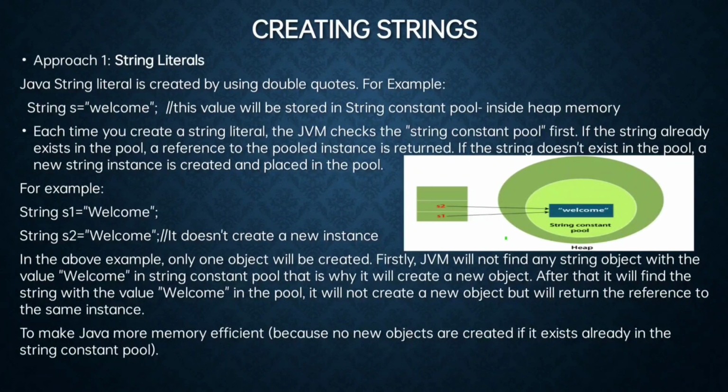You can see that in the diagram. We have that welcome variable stored in heap memory. Each time you create a string literal, the JVM checks the string constant pool. So here in the constant pool, the JVM will check if the string already exists in the pool. A reference to the pool's instance is returned. If the string doesn't exist in the pool, a new string instance is created and placed in the pool. See here, s1 and s2 strings. They both are equal to welcome, right?